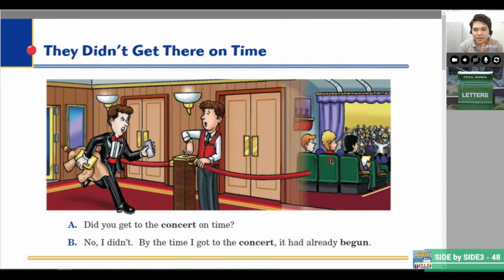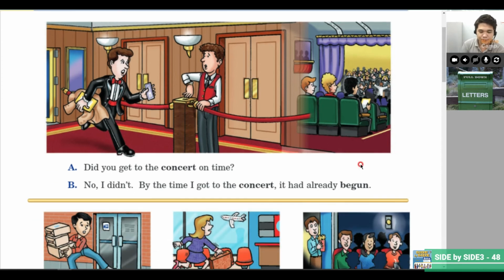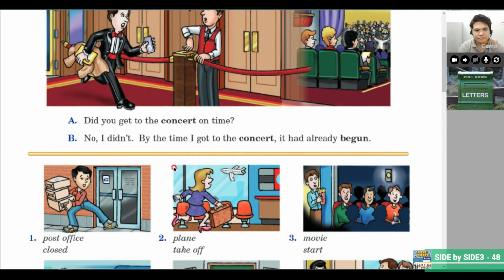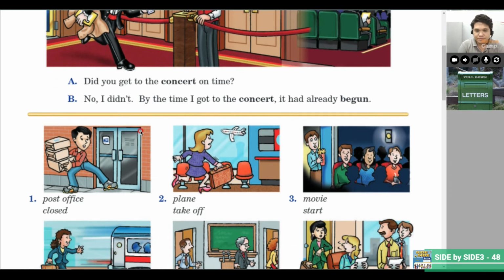So your lesson is Side by Side Book 3, page 100. Is this correct? Yes. Okay. Let's have a short role play before we start the activity. I will be person A, you're person B. Got it? Okay. Did you get to the concert on time? No, I didn't. By the time I got to the concert, it had already begun. Okay, good job. Do you have any questions? None so far. Okay, let's have number one.